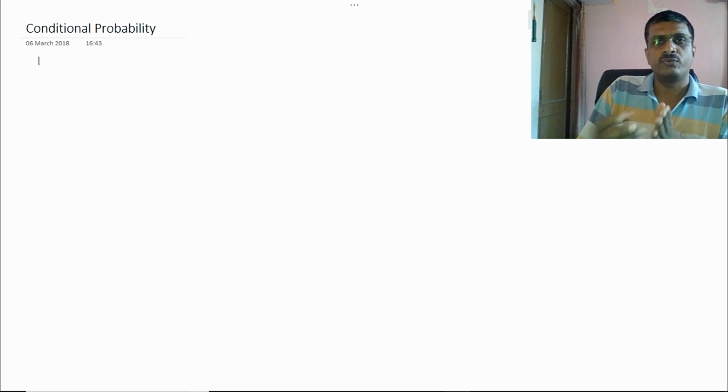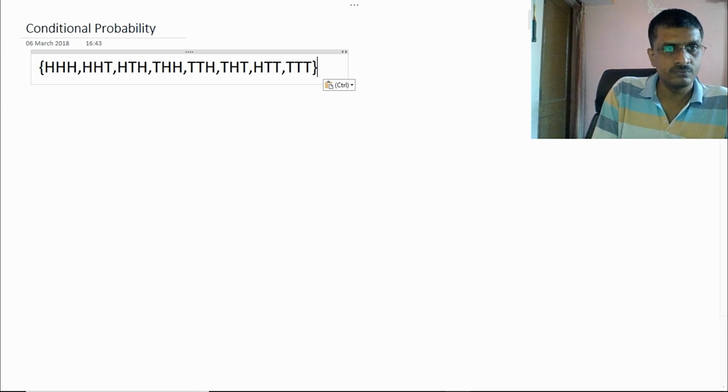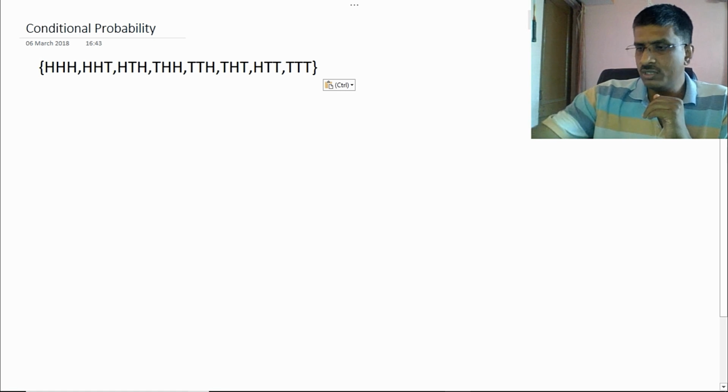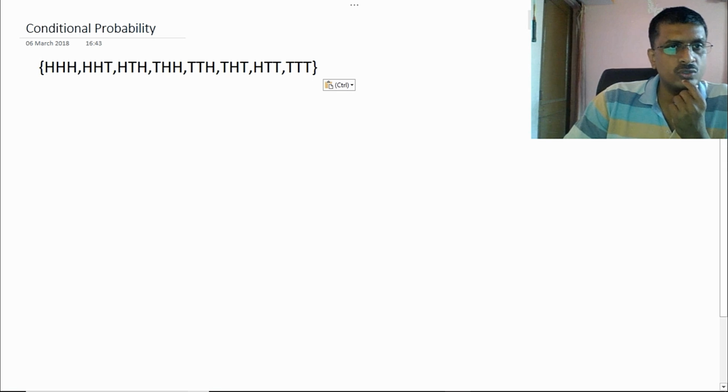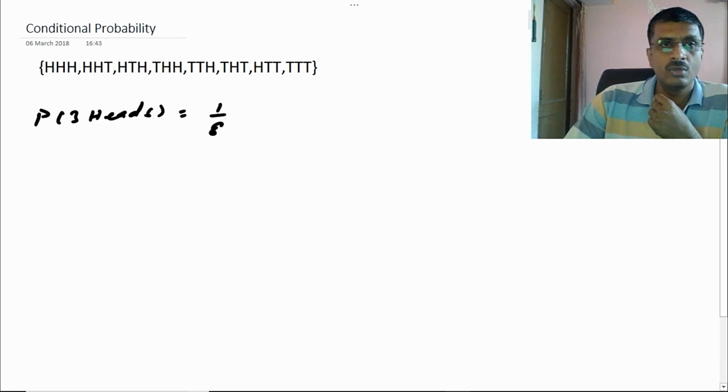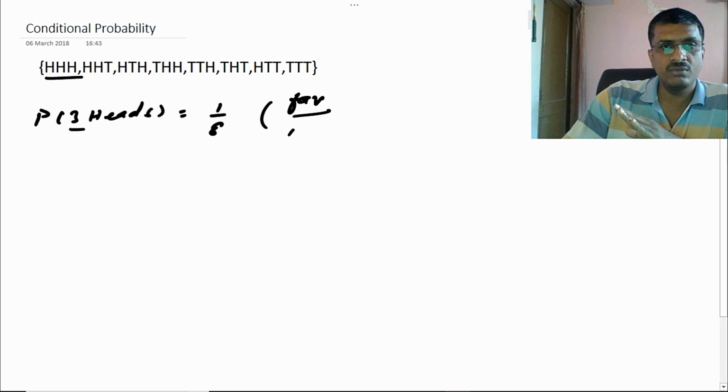I'll consider a case of tossing of 3 coins. Now when you toss 3 coins, how many elements are there in sample space? 8. I'm going to write them for you. These are the 8 elements in the sample space. Now if somebody asks you what is the probability of getting 3 heads in the toss of 3 coins, that would be 1 upon 8. How so? Because there is just one case where we are getting 3 heads among a total of 8 outcomes. Same favorable upon total thing we did and we got the answer, right?